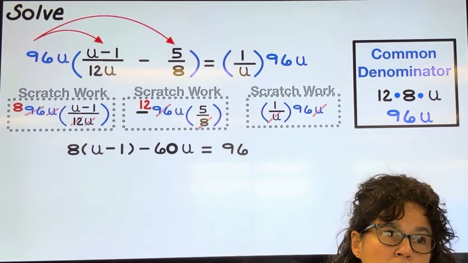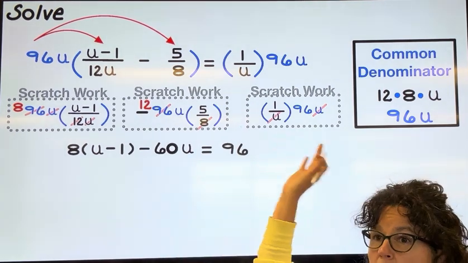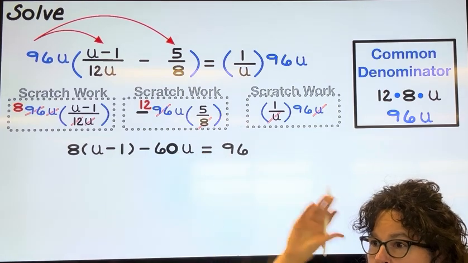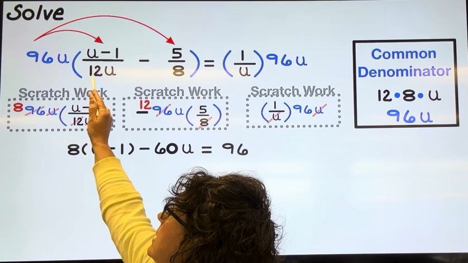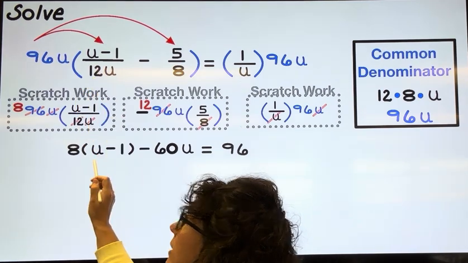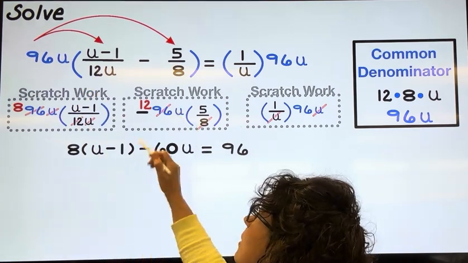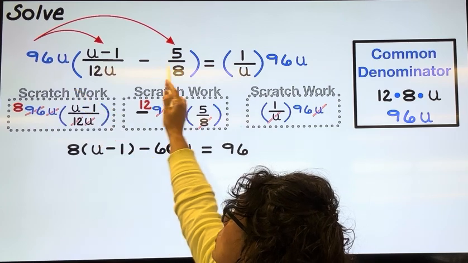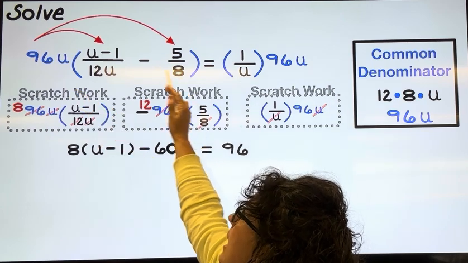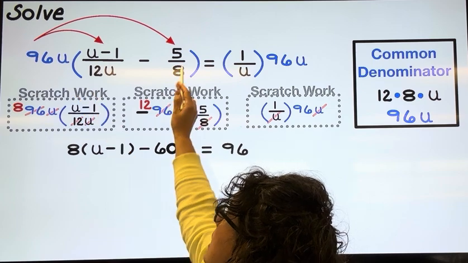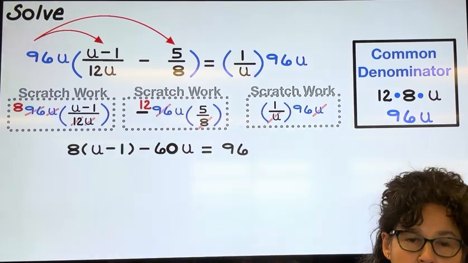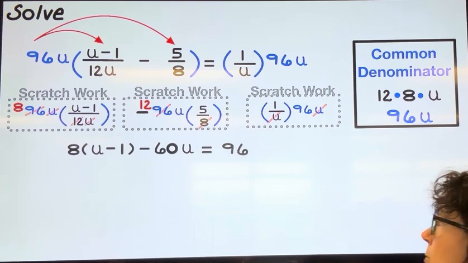Now the scratch work, as you get better at it, is going to go on inside your head, and you're not writing that down. You're just thinking those u's cancel. 96 divided by 12 is 8, so I have 8 times u minus 1. When I'm multiplying 96u times negative 5/8, the 8 and the 96 cancel to give me 12. 12 times u times negative 5 is negative 60u. All right, now it looks like a regular equation.